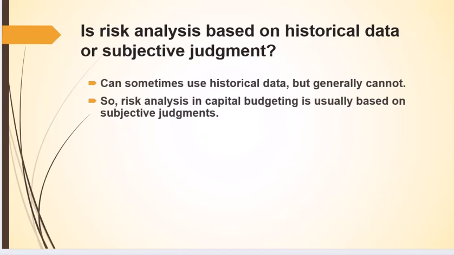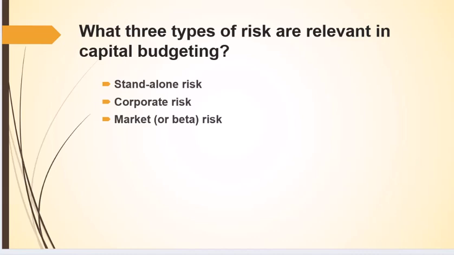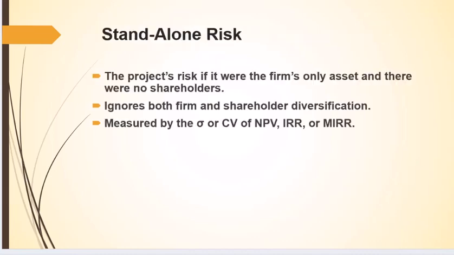So is risk based on historical data or subjective judgment? Sometimes we're at least going to start with historical data, but generally we can't rely on historical data. So risk analysis in capital budgeting is essentially based on some subjective judgments. There are three basic types of risk in capital budgeting: standalone risk, corporate risk, and market or beta risk.